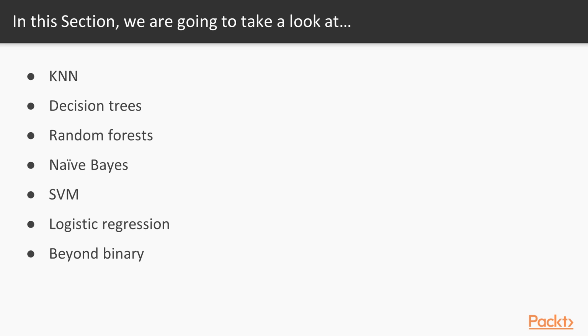Then we move on to linear classifiers, the first being the naive Bayes algorithm. Then we see how to train support vector machines. We move on to another well-known and extensively used classifier, logistic regression. Finally, we see how to extend algorithms for binary classification to algorithms capable of multi-class classification.